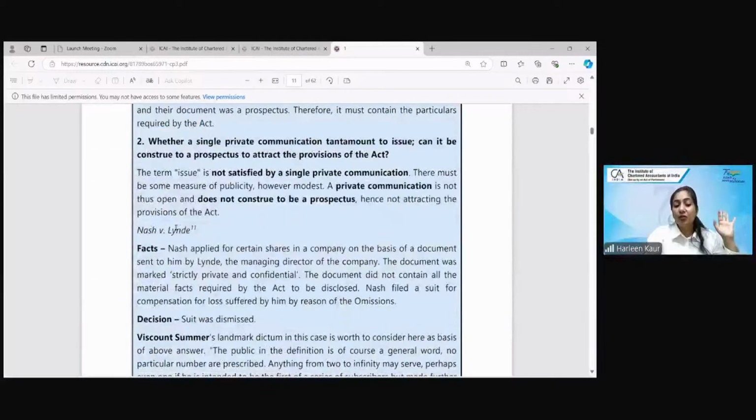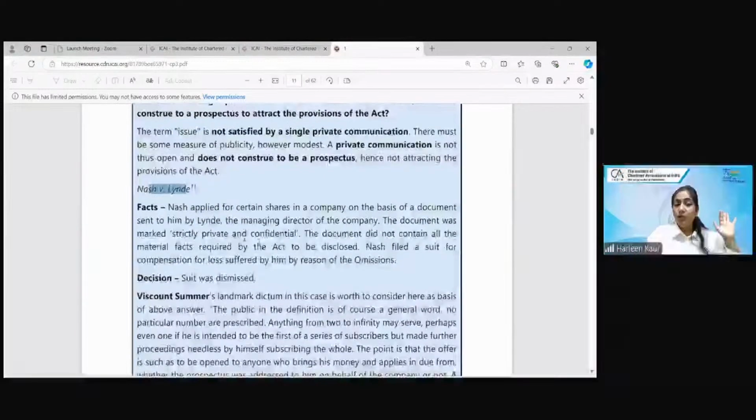But what happened in the case of Nash versus Lend? Nash applied for certain shares on the basis of a document which was sent to him by Lend. So there was a person, Mr. Nash. Lend had written a letter, a document which says strictly private and confidential. Now, child, if I am writing a letter to you, remember offer and acceptance. If I am giving an offer to a specific person, only that specific person can accept. Similar is the case over here. Here, the letter was written to a specific person. Lend wrote the letter to Nash, and Nash applied for the shares on the basis of this.